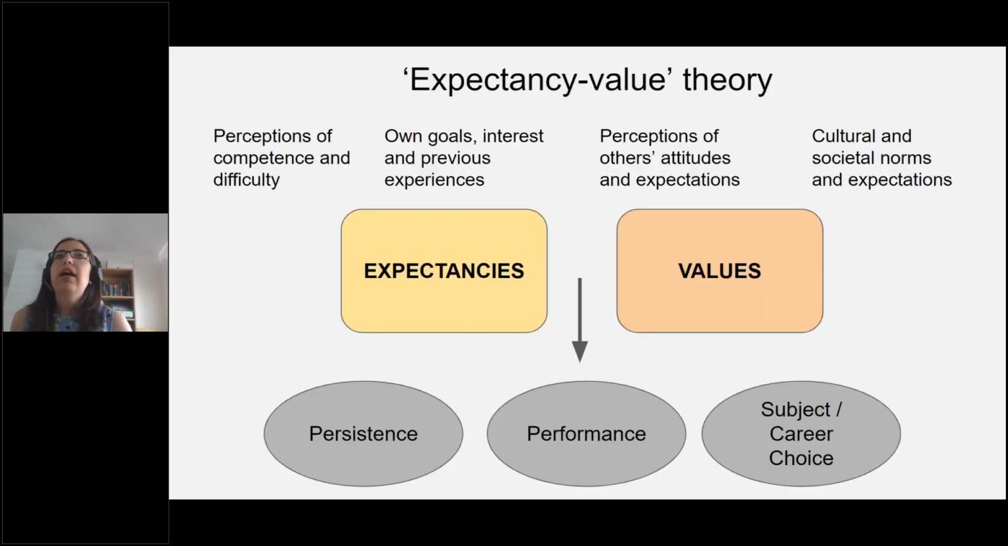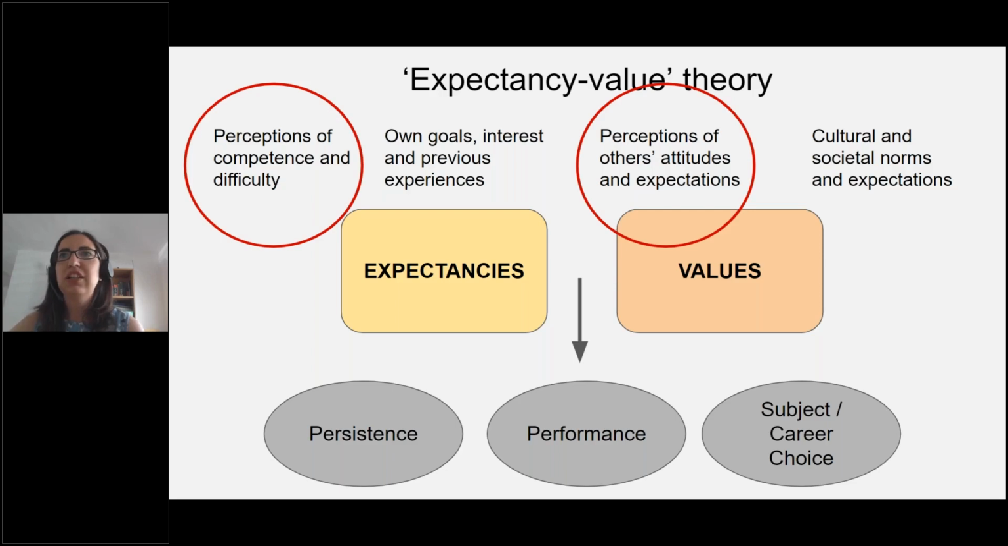Okay, so I just wanted to link that back to expectancy value theory here, and start thinking less of the cultural and societal issues and a bit more about those individual psychological factors. So we know that perceptions of your self-efficacy or your competence have a big impact on motivation and on performance. And we've also briefly discussed how perceptions of how others value or think of you can really affect that as well, particularly in terms of subject and career choice.